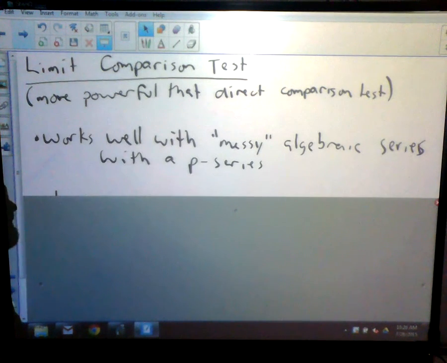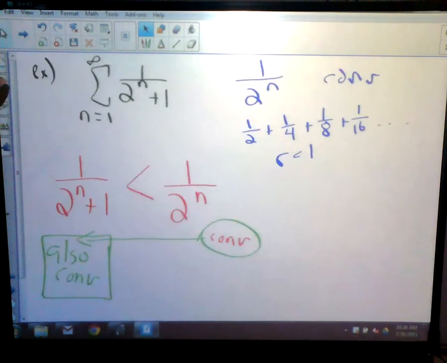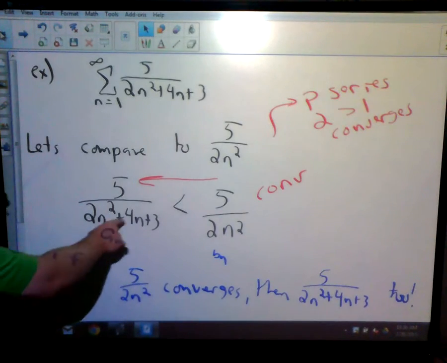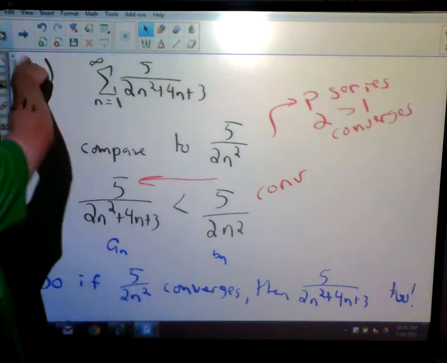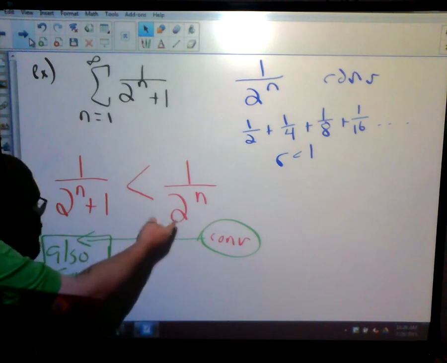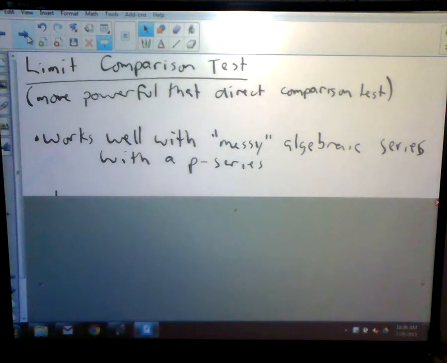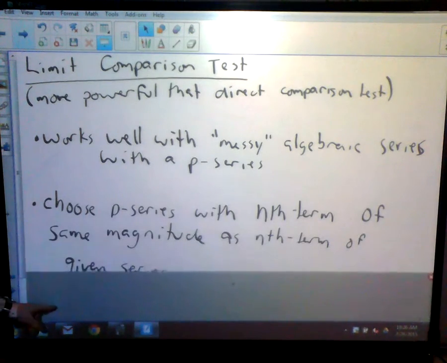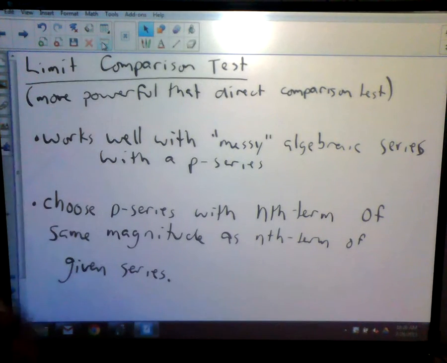We use this with messy problems. Problems that aren't easy to look at. This one is very easy to look at because it's all addition, so I know it's smaller. But what about ones that aren't so pretty? Choose a p-series with the nth term of the same magnitude as the nth term of the given series. I'll show you what I mean in a second.